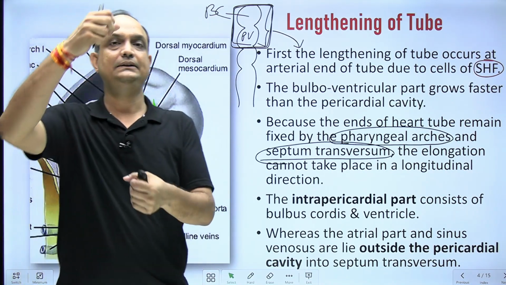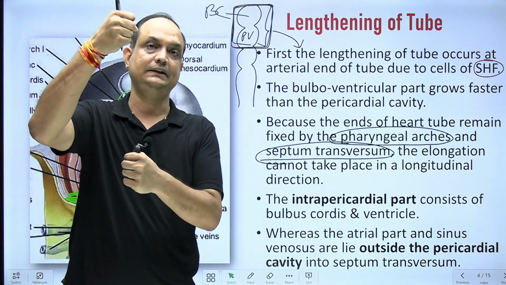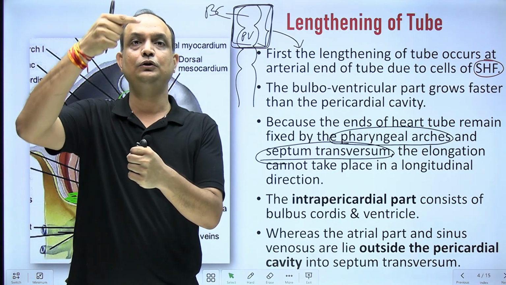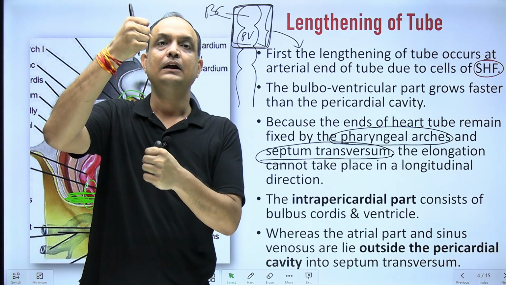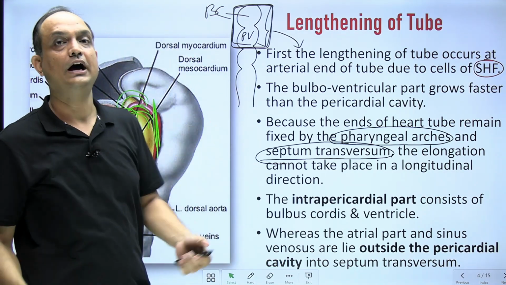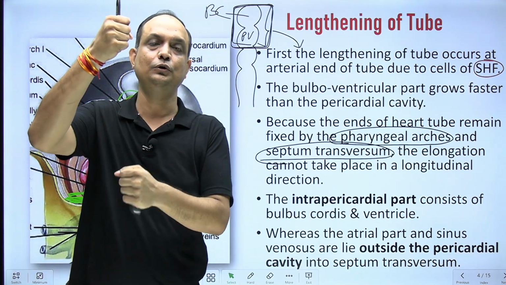So now what is happening is that you have a tube with the two ends fixed. The part of the tube in the middle of these two ends is increasing in length. So first, you have to fix the two ends of the tube.